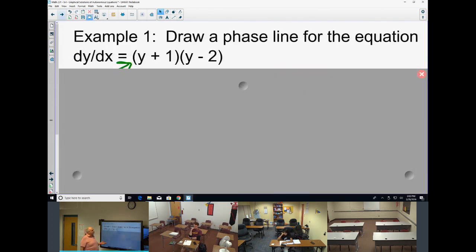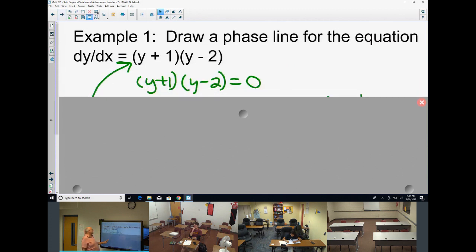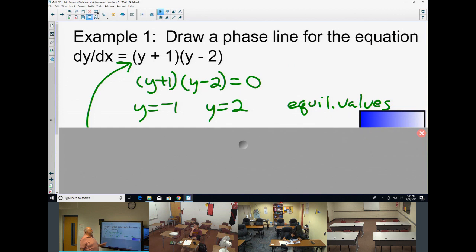So this is draw a phase line for the equation dy/dx equals (y plus 1) times (y minus 2). All right, so now this is already factored, so that's great. So if we think what would make this go to 0, it would be when you set each factor equal to 0 and solve. So it'd be -1 and +2. So those -1 and +2 are our equilibrium values. So you can have more than one, however many factors that you have.